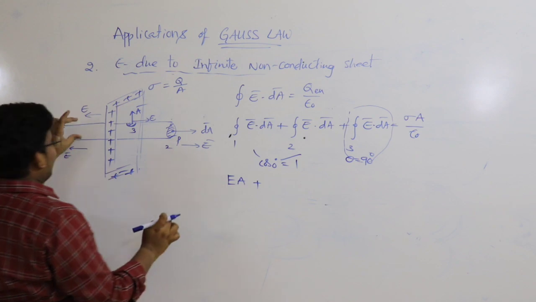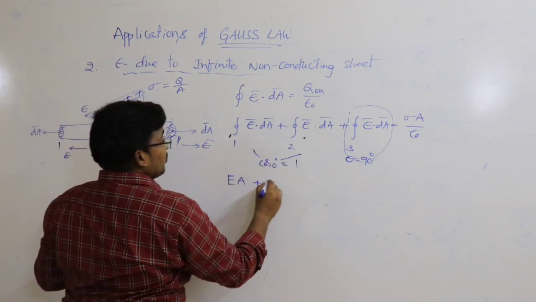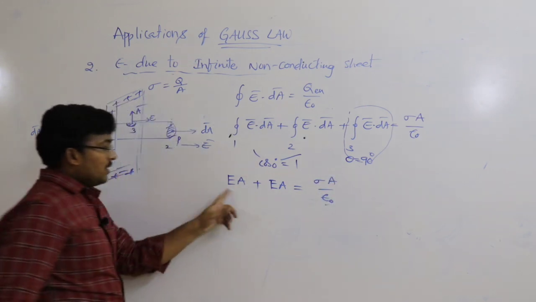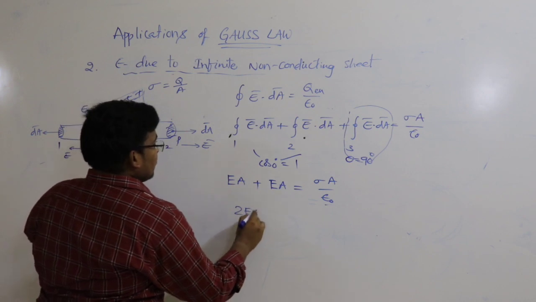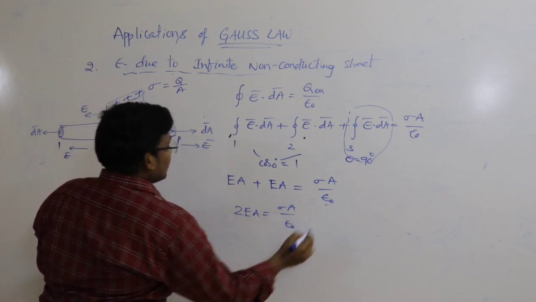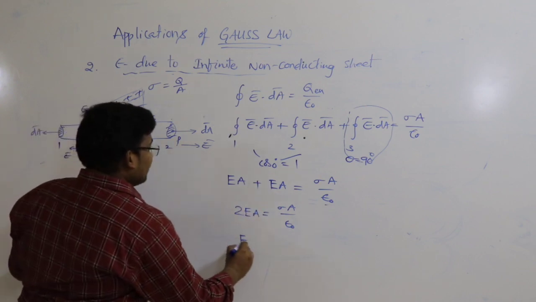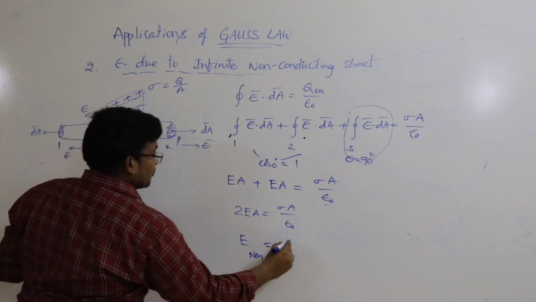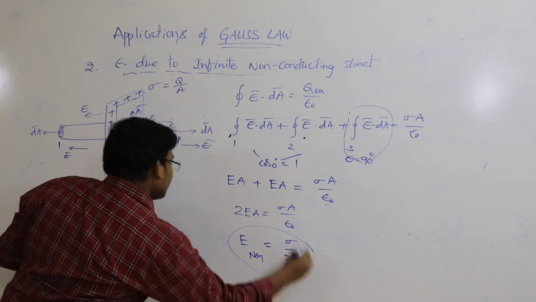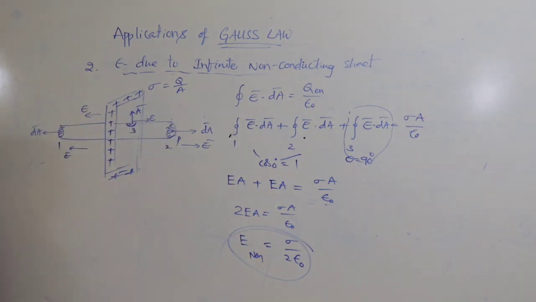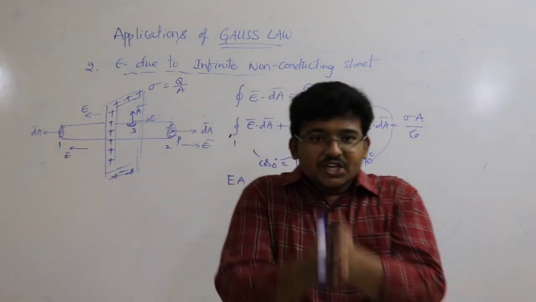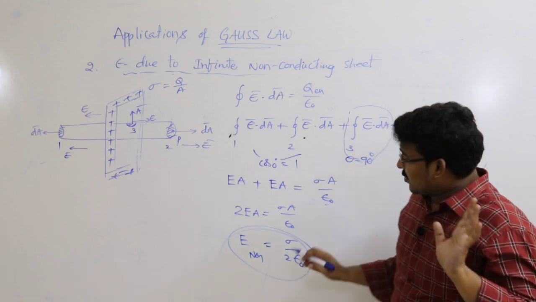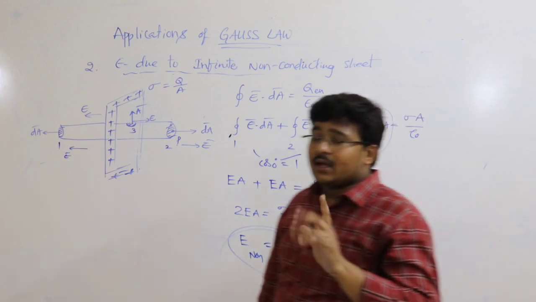Because dA I am taking as A, and for here also E into A is equal to charge enclosed, which is sigma A by epsilon naught. EA becomes 2EA equals sigma A by epsilon naught. You know that A cancels. Now what is E for a non-conducting sheet? For a non-conducting sheet, E is equal to sigma by 2 epsilon naught. This is the field due to a sheet at some point. So this is the non-conducting sheet. So you just learn the formula by heart, very important: sigma by 2 epsilon naught.